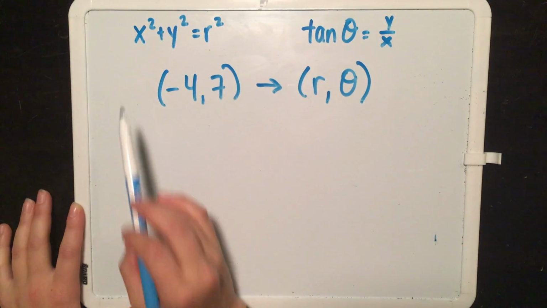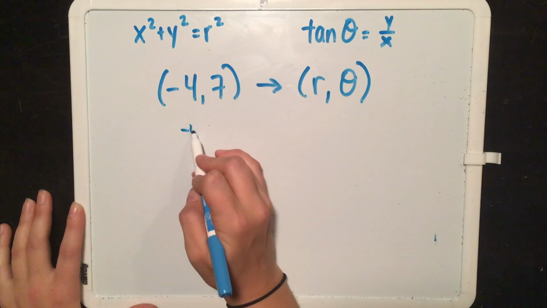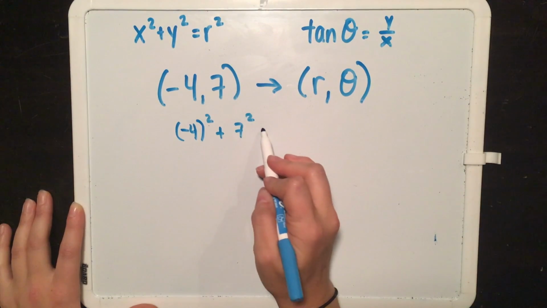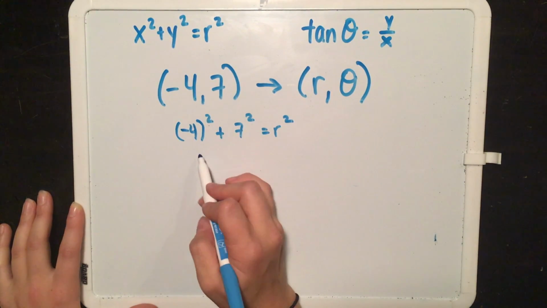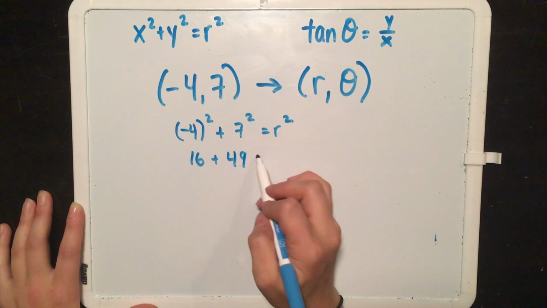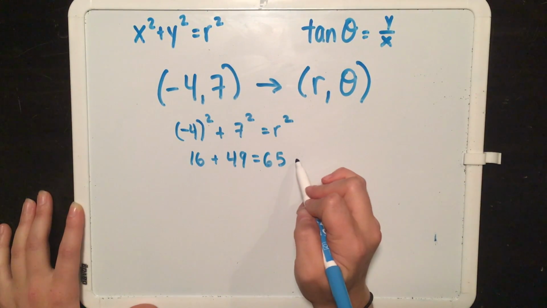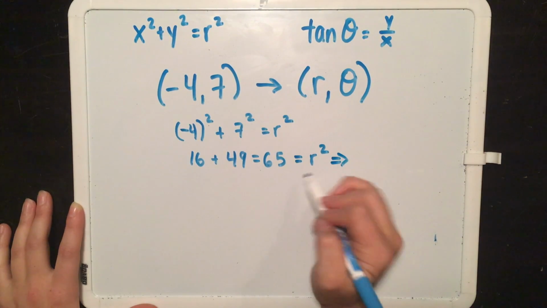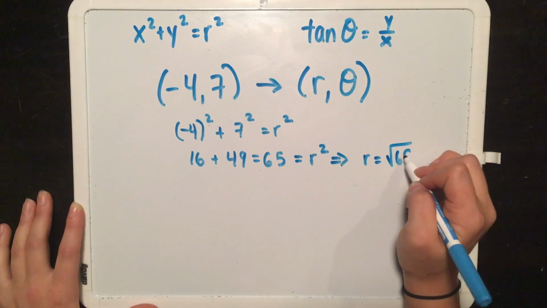In this example, we're going to convert (-4, 7) into r, theta. We're going to use the Pythagorean theorem to find r. -4 squared plus 7 squared equals r squared. -4 squared is 16, plus 7 squared is 49, and that gives us 65, which will equal r squared. So when you take the square root of both sides, r equals the square root of 65.